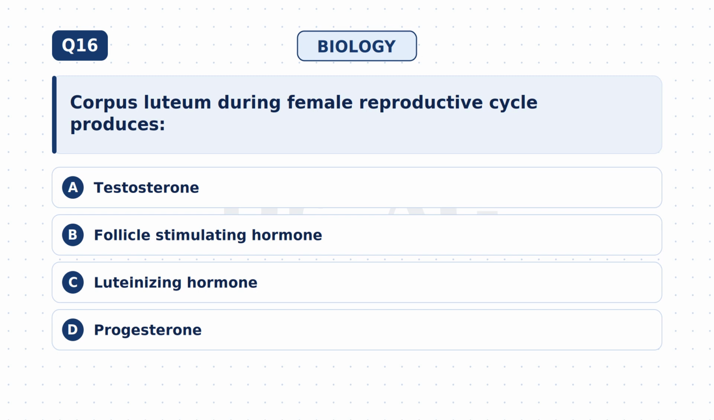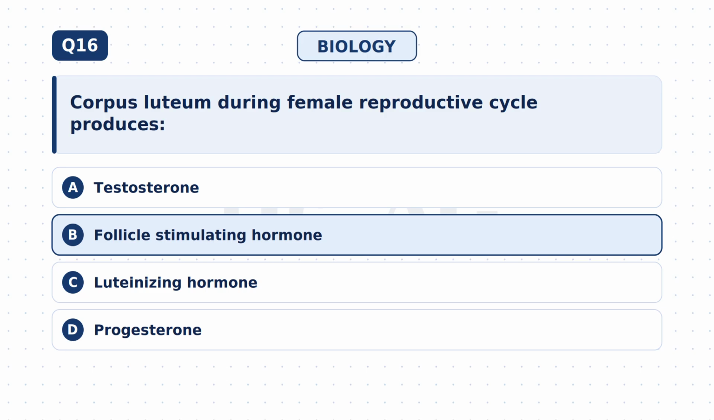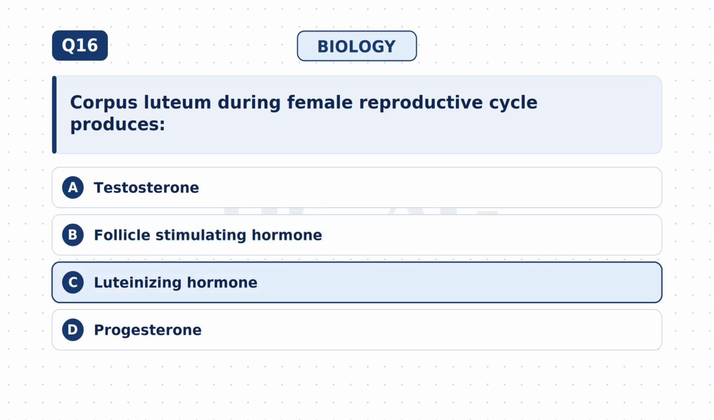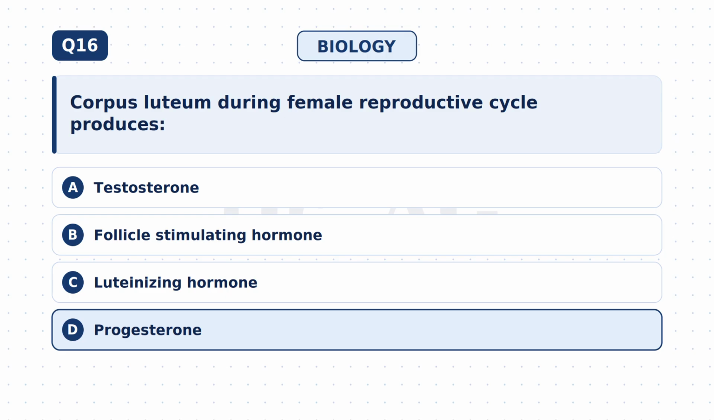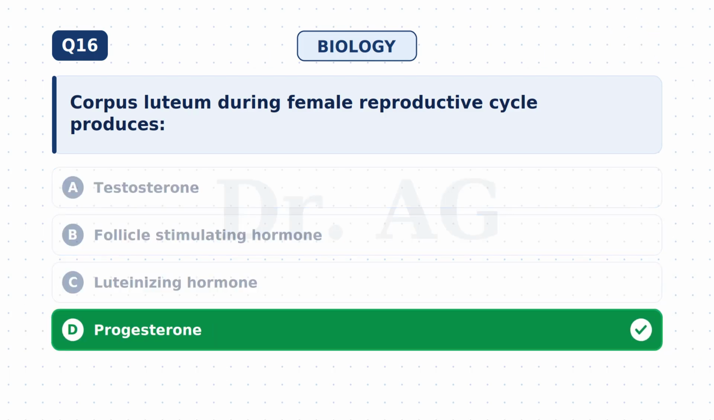Question 16. Corpus luteum during female reproductive cycle produces. Option A, testosterone. Option B, follicle-stimulating hormone. Option C, luteinizing hormone. Option D, progesterone. The correct answer is D, progesterone.